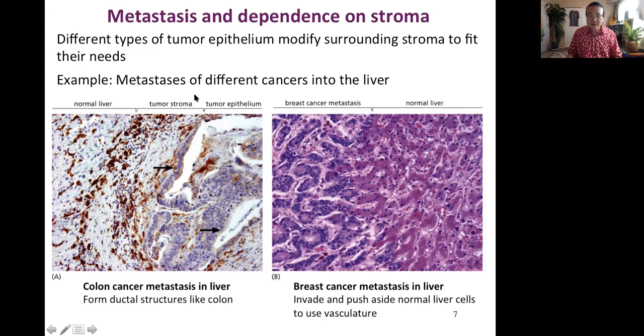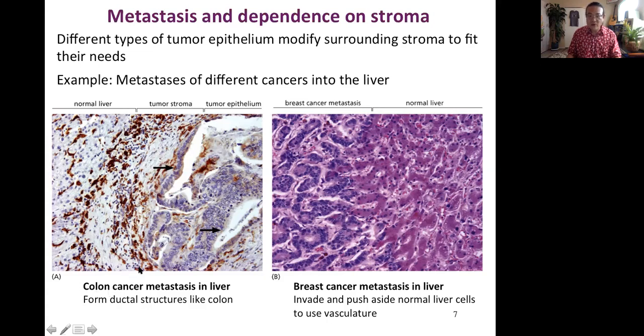You can see here, these are metastases of different types of cancer that have both arrived in the liver. So in this case, we're saying the original cells were, for example, colon cancer cells that metastasized from the colon and now have arrived in the liver, or these are breast cancer cells that originated in the breast tissue, metastasized, but have also arrived in the liver. And we can see that the impact they have on the liver tissue is dramatically different.